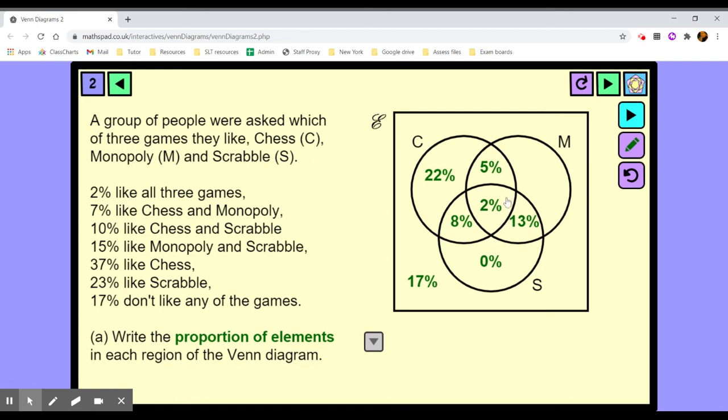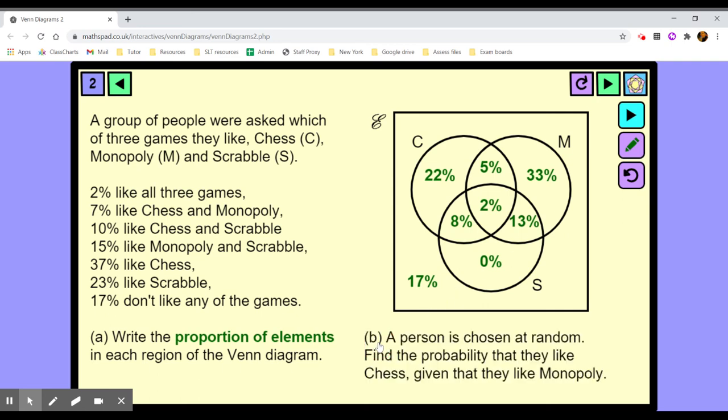And so the last bit that we weren't given any information about in the question, but we can work out, was those people that just like Monopoly and not anything else, and that will be the remaining 33%. So that's how we fill in that information. As I say, you can do it with numbers or proportions. Either will work in the same way, but you just need to take it one step at a time and start thinking about which regions need to be filled in.